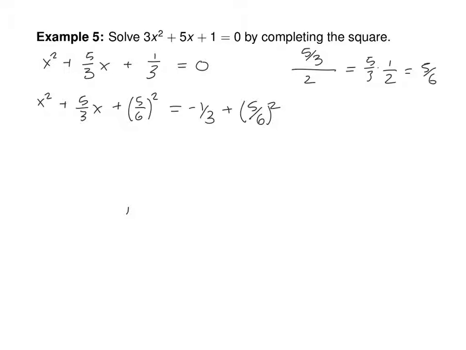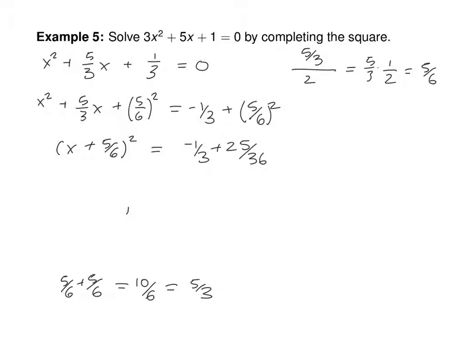Okay, so now how is that left side going to factor? It doesn't it just factor into x plus 5/6, the whole thing squared? Yeah, because 5/6 times 5/6 is 5/6 squared. 5/6 plus 5/6 is 10/6, which is 5/3, right? That is the factor pattern. I know that's weird. On the right, you've got to multiply it out. Negative 1/3 plus 25/36. I'm going to erase this stuff.